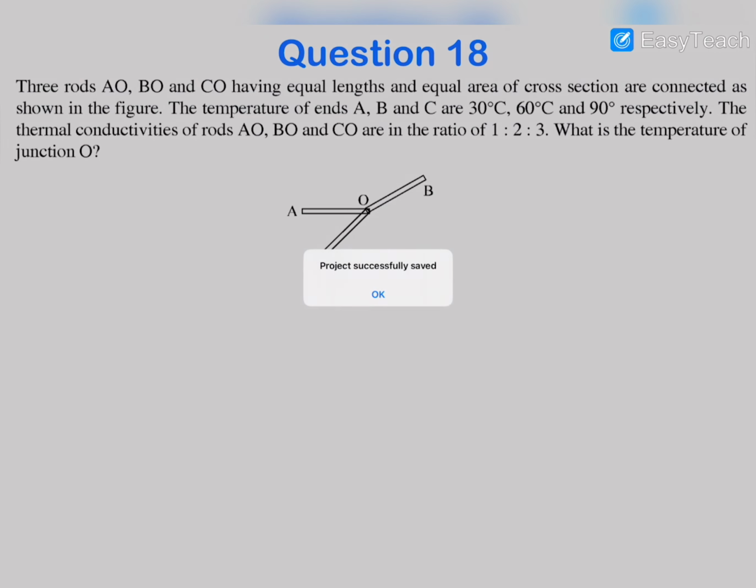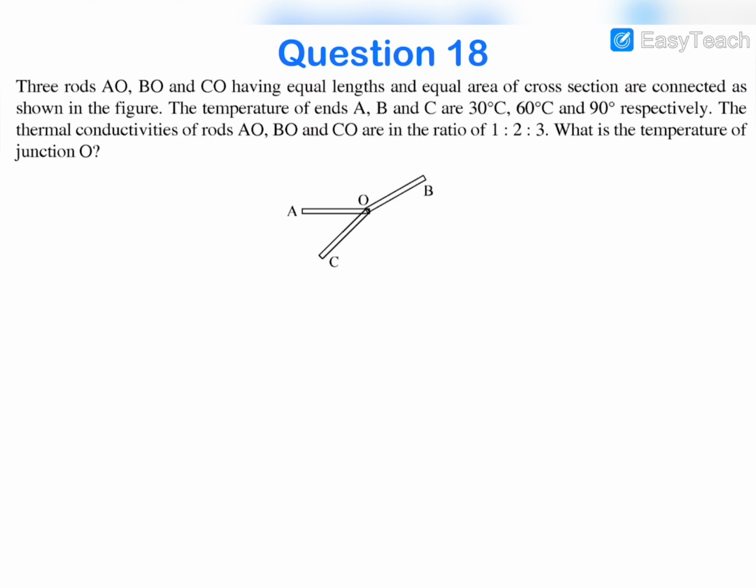In this question, there are three rods AO, BO, and CO having equal length and equal area of cross section. They are connected like that. The temperatures of ends A, B, and C are 30, 60, and 90, and the thermal conductivities are in the ratio as shown. If this is K, then the thermal conductivity of BO will be 2K and of CO will be 3K. What is the temperature of the junction?